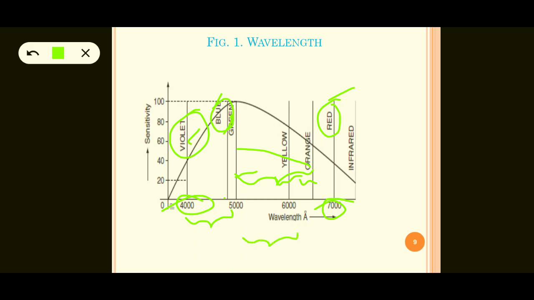What is the human eye's wavelength? 5500 angstrom units. 5500 angstrom units means what is the color? It is yellowish green. Yellow, green. Because 5000 is the green, 6000 is the yellow. So 5500 is a greenish yellow color. So this is not suitable for most of the applications since it is yellowish green.